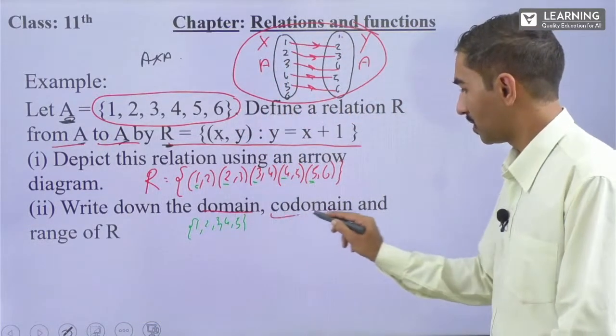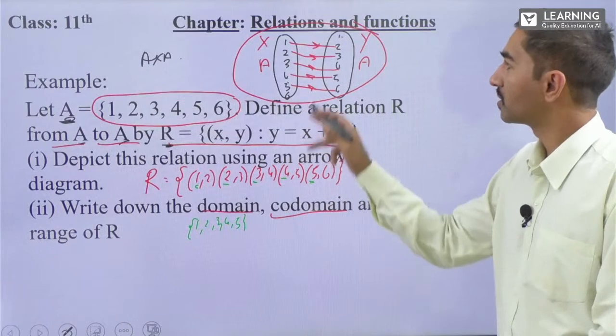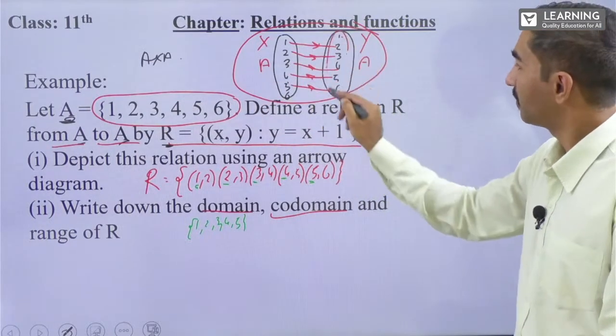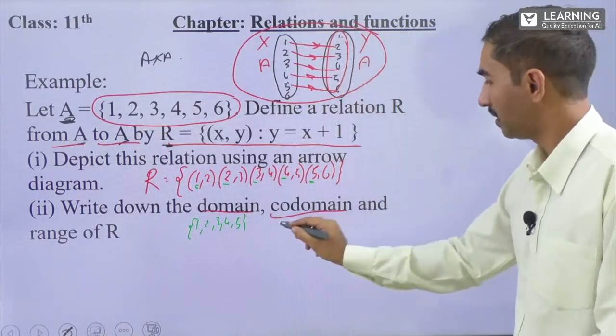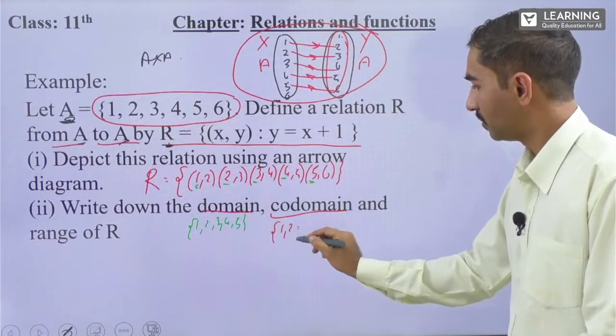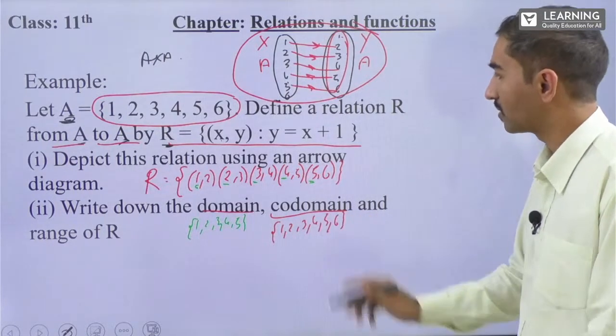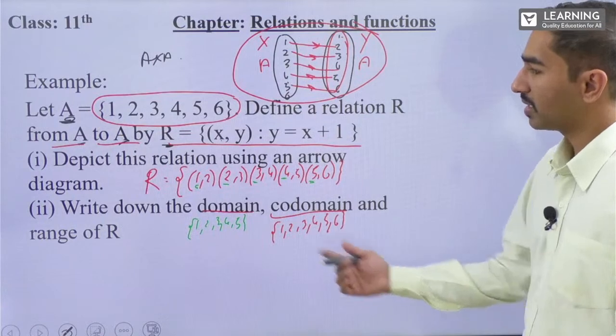Okay, moving on to the next one. Codomain. So what is codomain? Set of B values. So B values, so we do not have B, we have taken A only. So this set of values will be called as codomain. So what is codomain there? 1, 2, 3, 4, 5 and 6. So this is codomain.